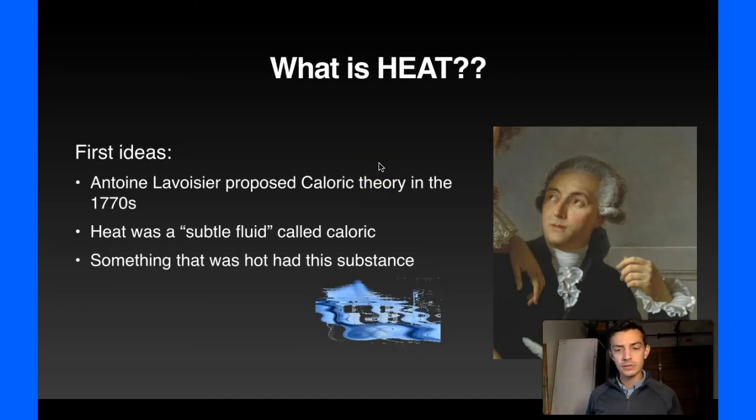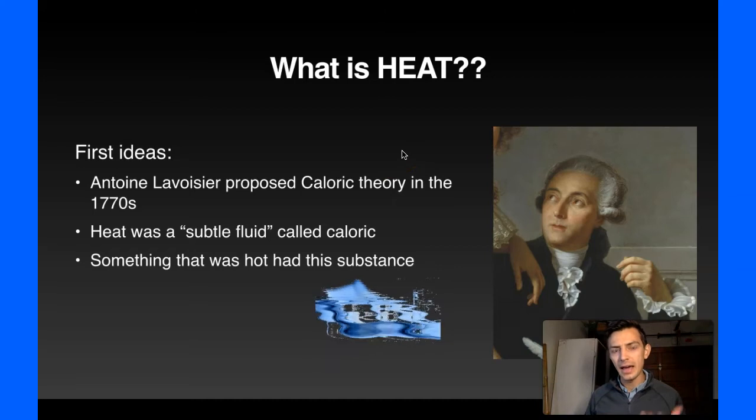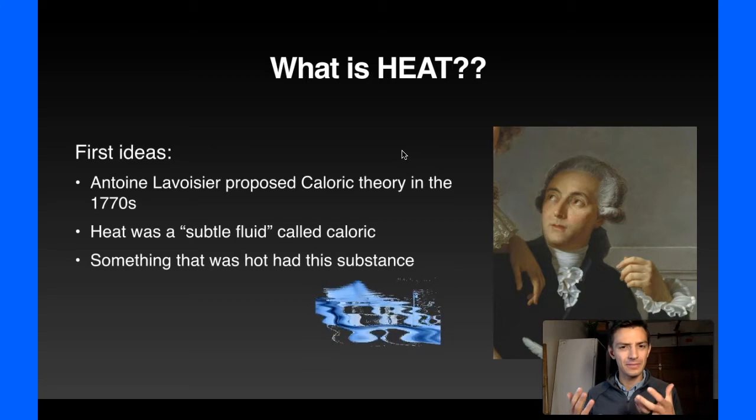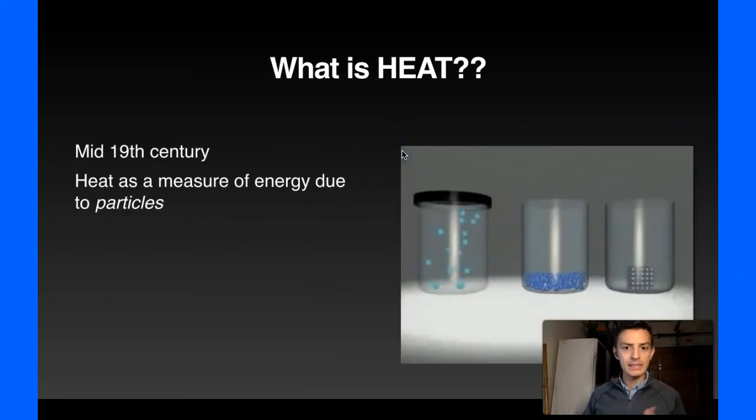So there was a very good explanation for how this worked, but it had problems, right? I could actually get my hands warm by rubbing them together. If I rub my hands together, I can create heat energy. And if they didn't have caloric to start with, that idea started to fall apart. So later on, some of the ideas about how energy worked and how particles and objects worked started to influence how we thought about heat.